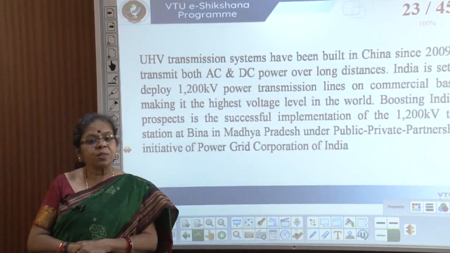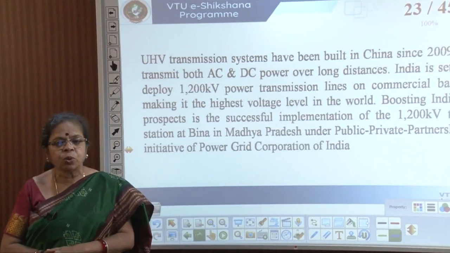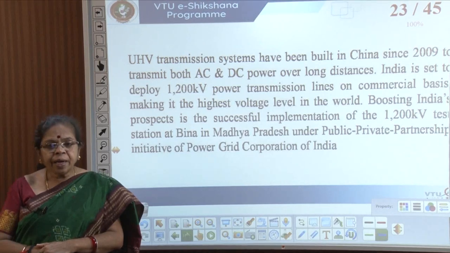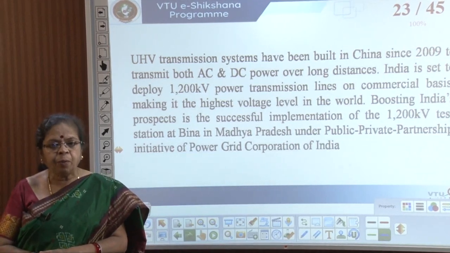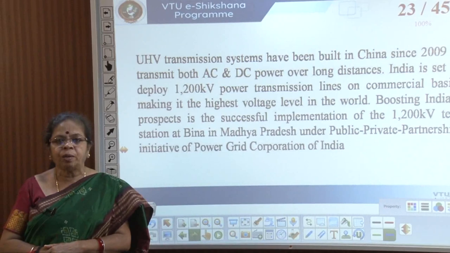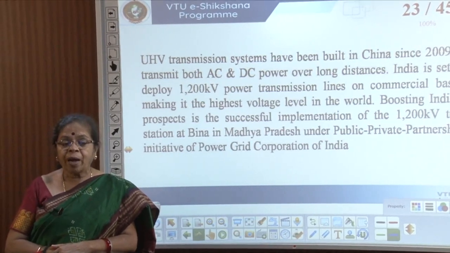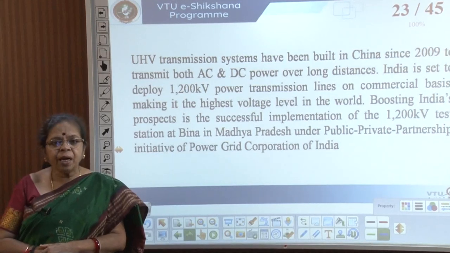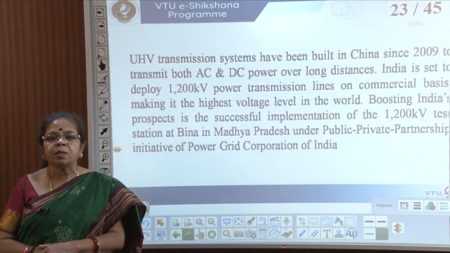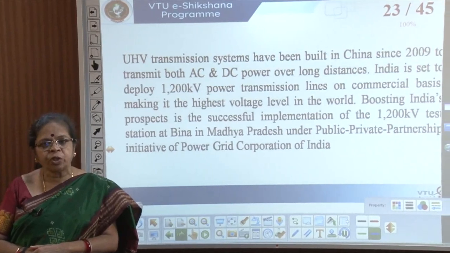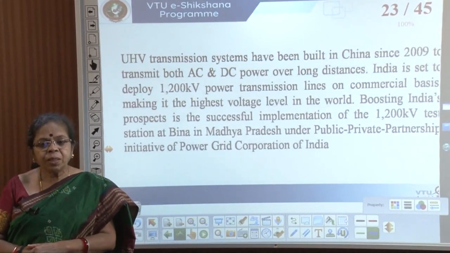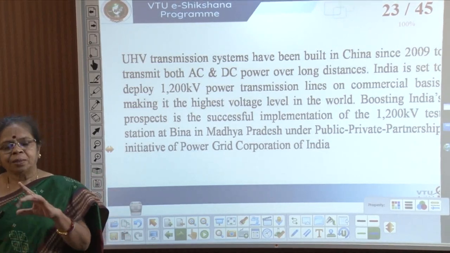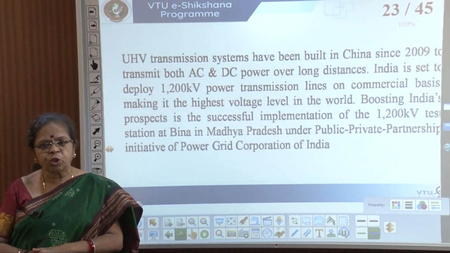So UHV transmission systems have been built in China since 2009 for both AC and DC. And India is set to deploy 1200 kV power transmission lines on a commercial basis, making it one of the highest voltage levels in the world. And boosting India's successful implementation is the 1200 kV test station in Bina in Madhya Pradesh under a public-private partnership initiative of the erstwhile Power Grid Corporation of India.